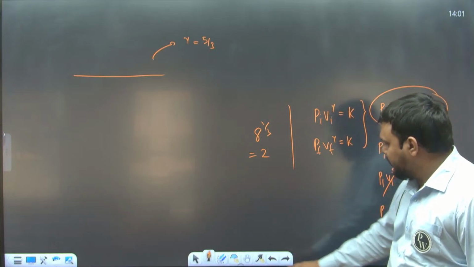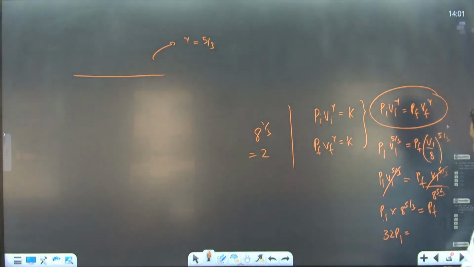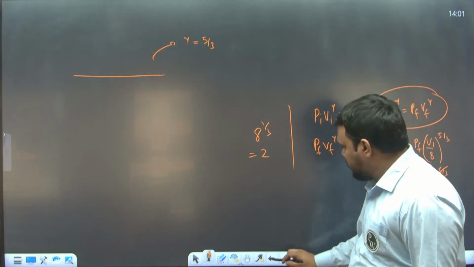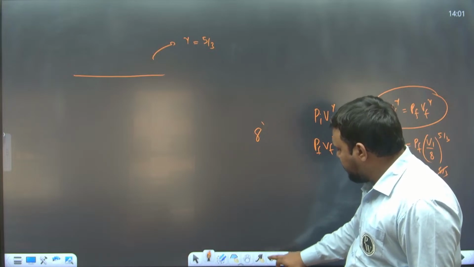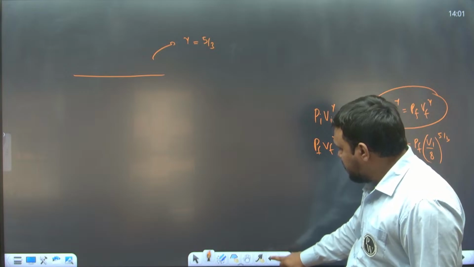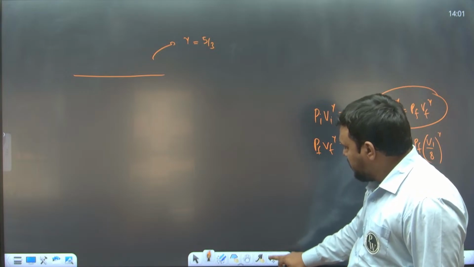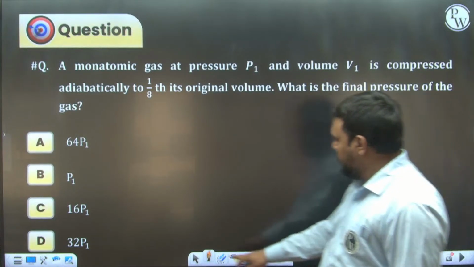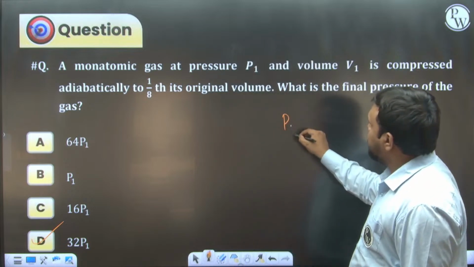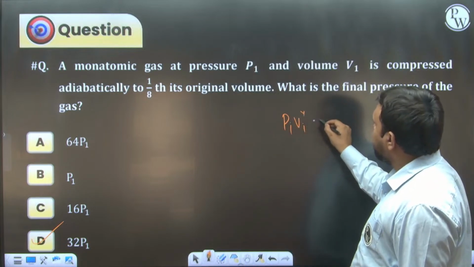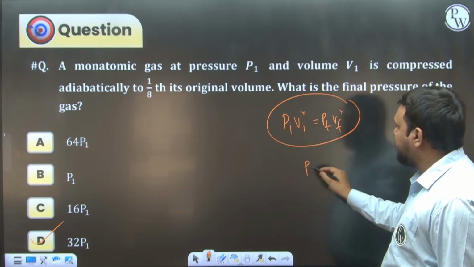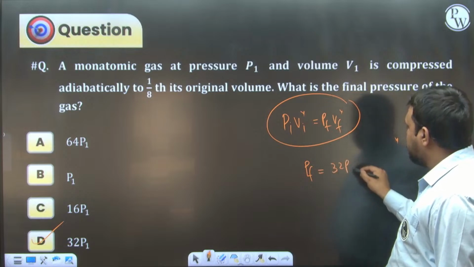Let us have our question. So the question was, as I can see, the question got deleted, but we have got the answer, so we can move backward to get the question again. Yeah, this was the question. So we got the answer 32 P1. We applied the equation P initial V initial power gamma is equal to P final V final power gamma. We solved it and we got the final pressure as 32 P1. Okay.